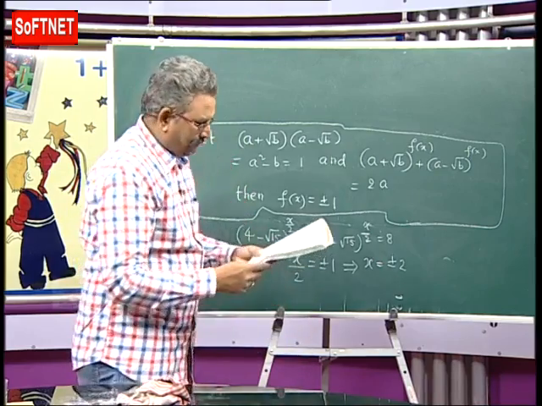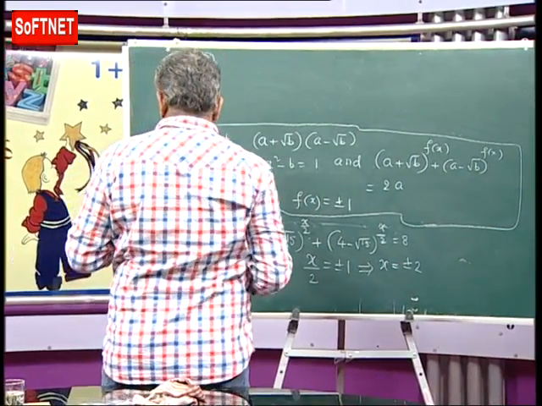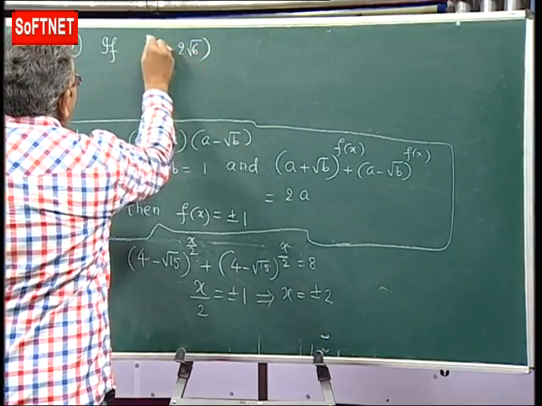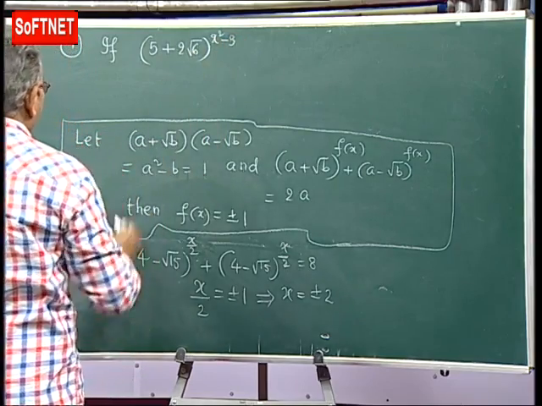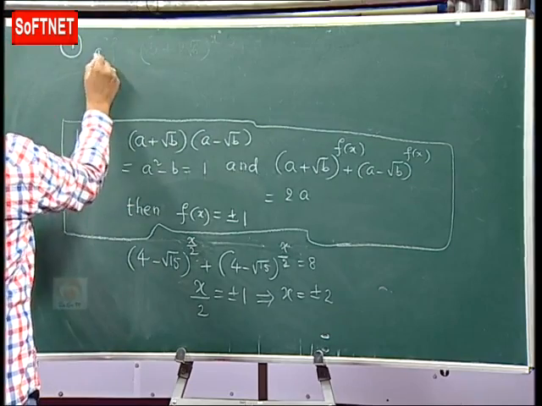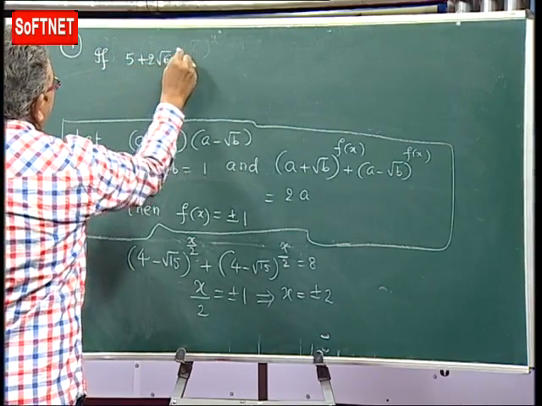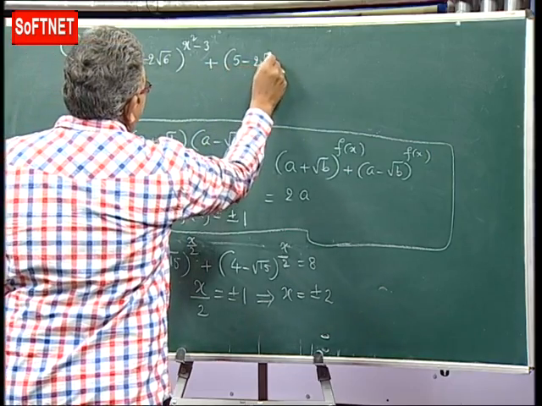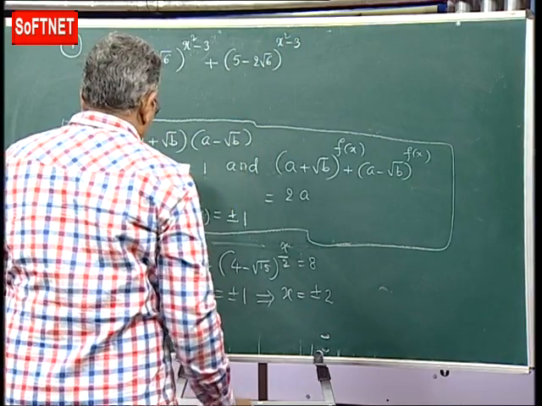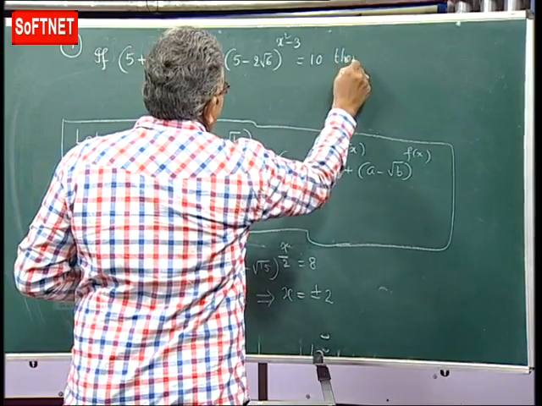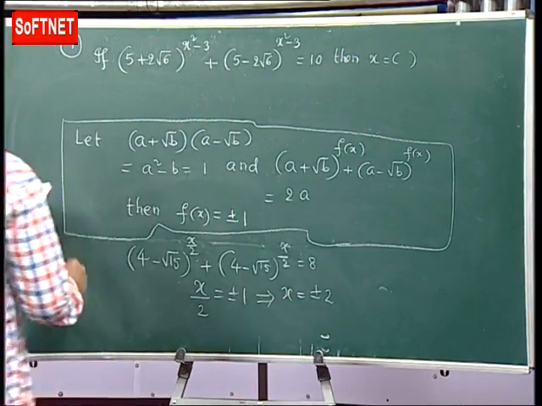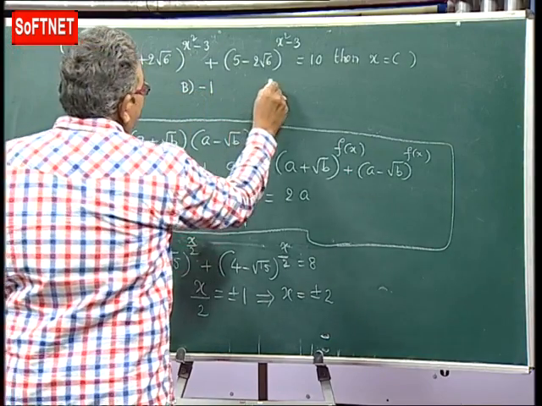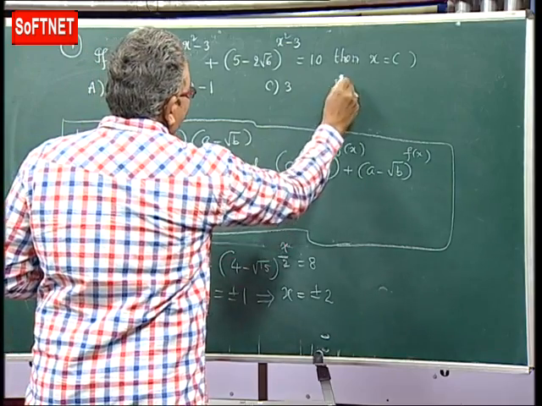Okay, next question. If 5 plus 2 root 6 whole to the power of x square minus 3 plus 5 minus 2 root 6 whole to the power of x square minus 3 equal to 10, then x is equal to a 1, b minus 1, c 3, d 2.